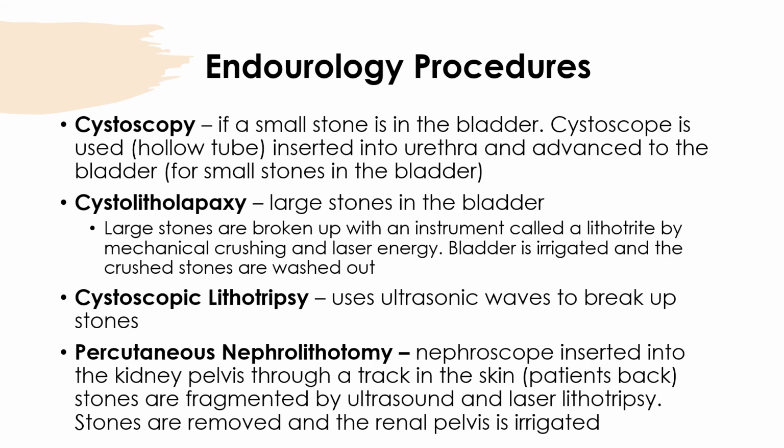So there's endourology procedures. So we can do a cystoscopy, and this is a procedure if there's a smaller stone, and typically if the stone is in the bladder. So there's a cystoscope. It's a little hollow scope or a hollow tube, and it's inserted right into the urethra, and it's advanced into the bladder for smaller stones.